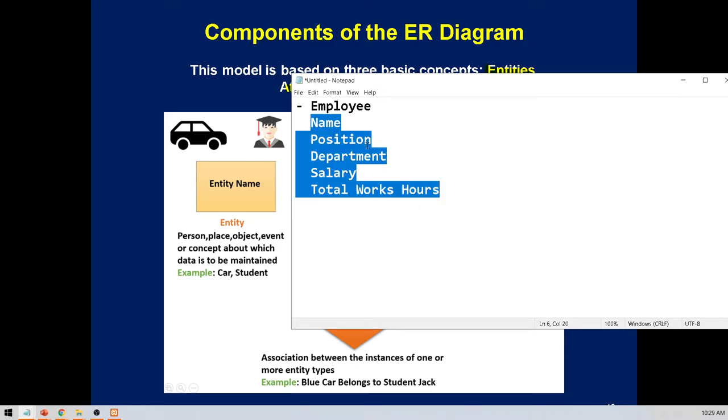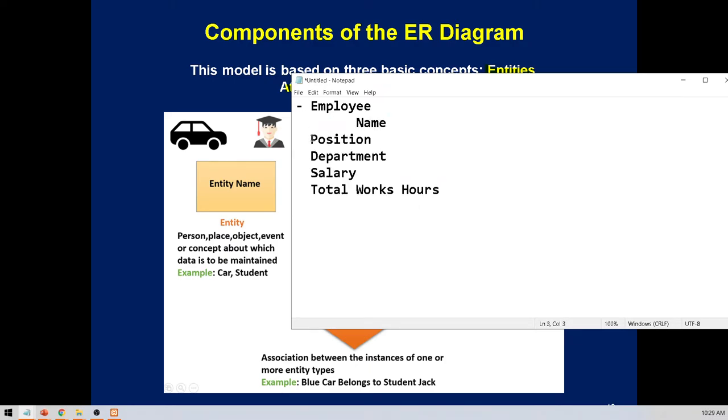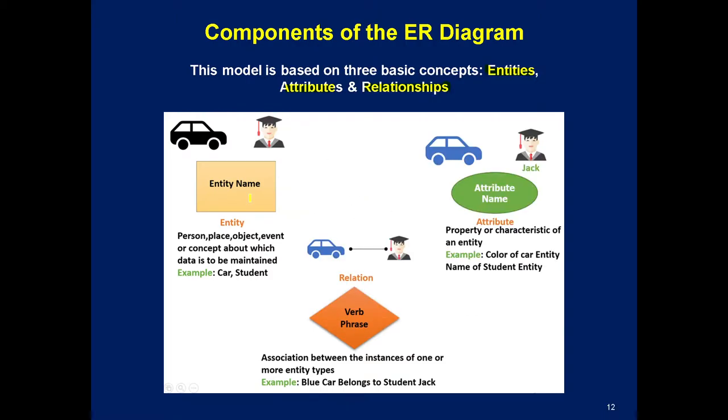Name can also become an entity. But name, no, it cannot be an entity. That's only an attribute. Later on, we would know how to identify that as well. But for now, focus on the difference between an entity and an attribute. When we say entity, an entity is a concept or person, place, object, or event about which data is to be maintained. And an attribute is a property or characteristic of an entity. It's something that describes an entity, something that is defining an entity.